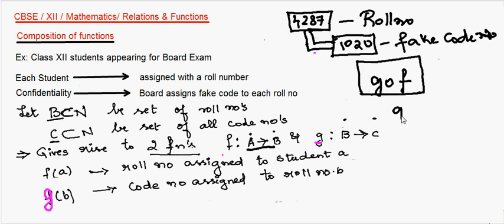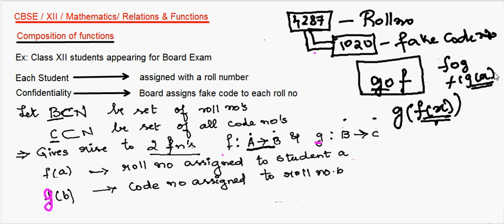Why? Because G of F of X will happen. What is f of x? Assigning of roll numbers to each student. So the first task to be done is roll number assignment. Once that is assigned, only then can you assign the code numbers. If you initially write f of g, that is nothing but f of g of x. That means you need to assign the code number first, which is not possible because a code number is assigned to each of the roll numbers.